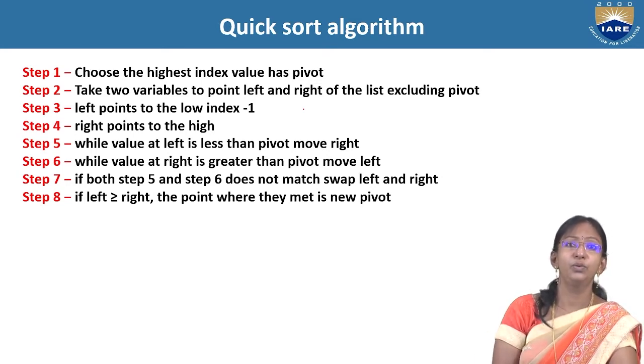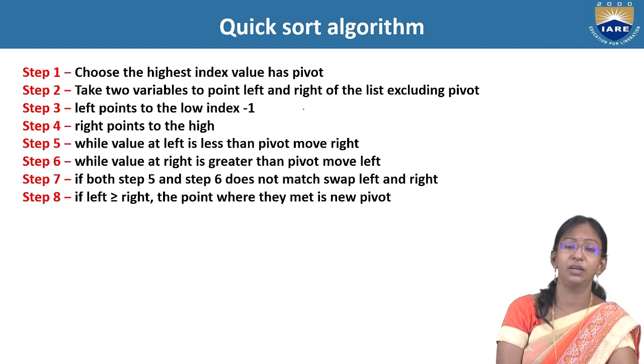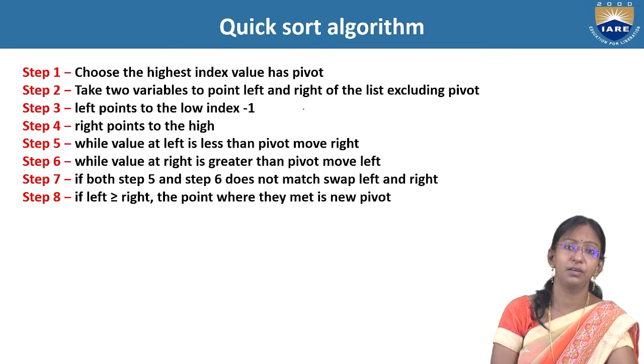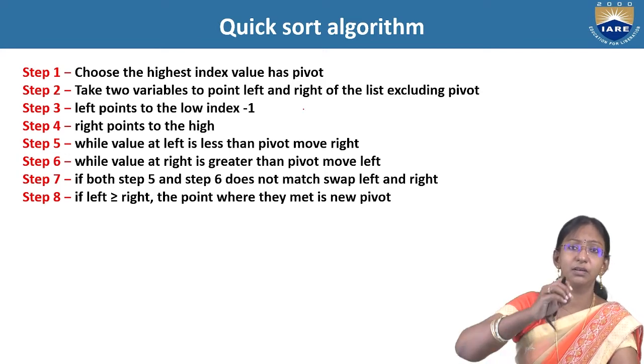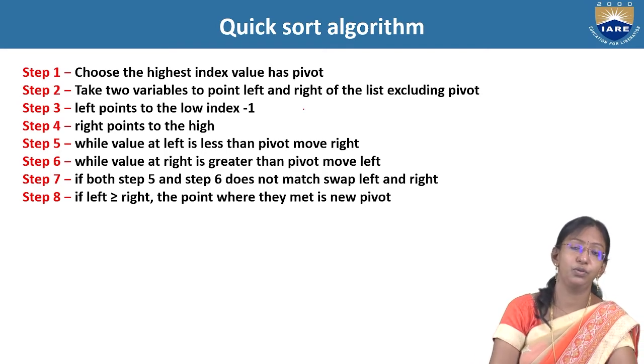You are going to do these steps 5 and 6 recursively. Once you are done with these two, when the left and right cross each other, swap the elements pointed to by left and right. If left is greater than or equal to right, this is the point where you will find the new pivot position. That means the pivot element you are working with got its right position.